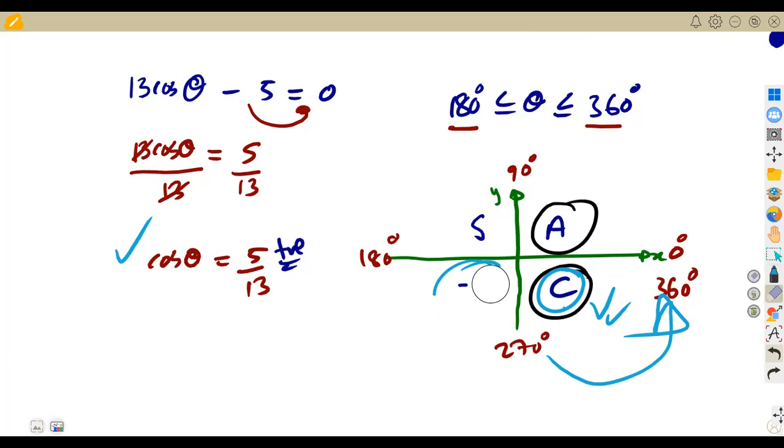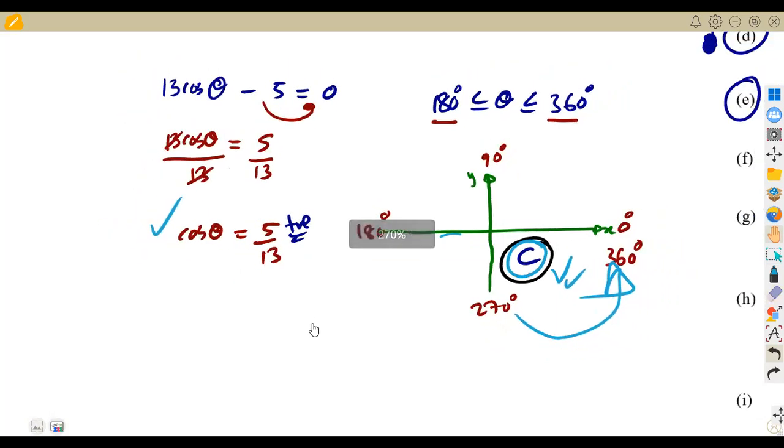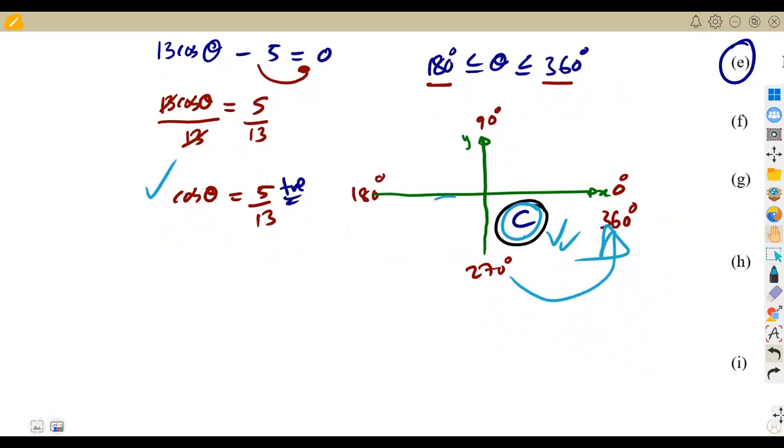So we are not going to focus on this part here. We are also not going to focus on this. We are going to be left only with this section. That is where both conditions are being satisfied. So from there, now that we have our conditions satisfied, we can complete our diagram now.